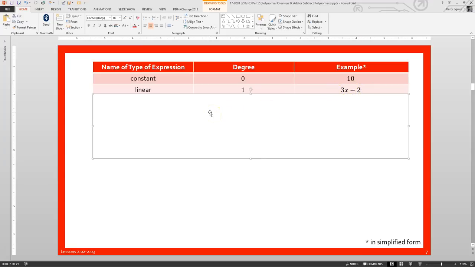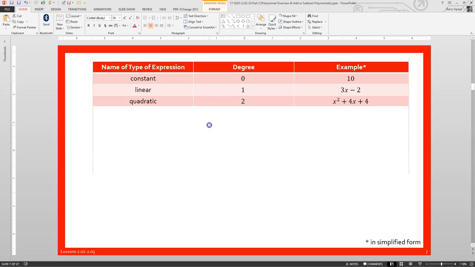So it's a binomial. A linear expression is a binomial. Well, it could be a monomial too, but then we have what's called a quadratic expression. And that's degree 2 because of our exponent here. So we'll have quadratic expressions, and we're going to spend some time with quadratic expressions later on.